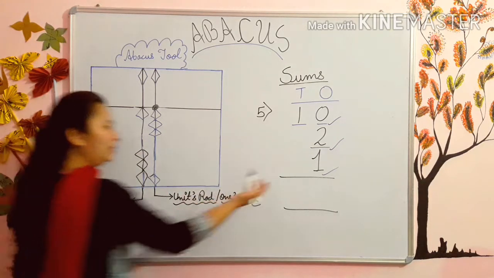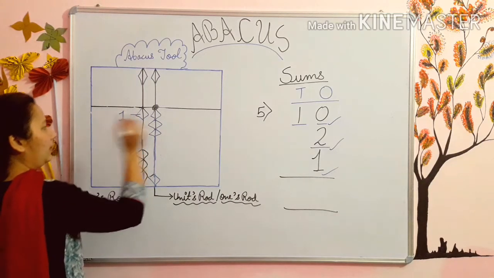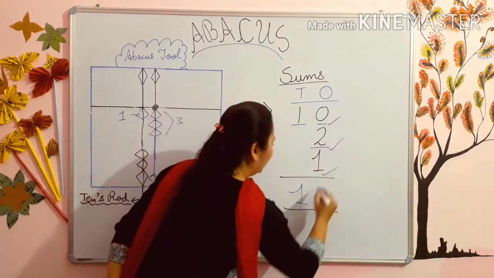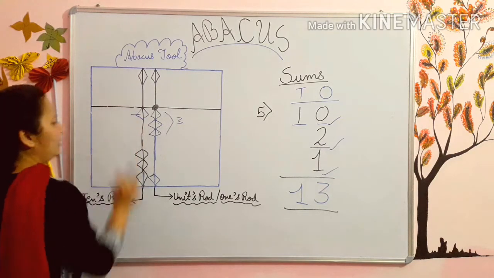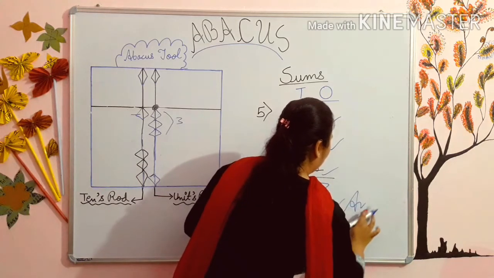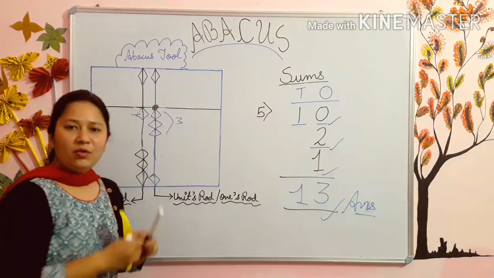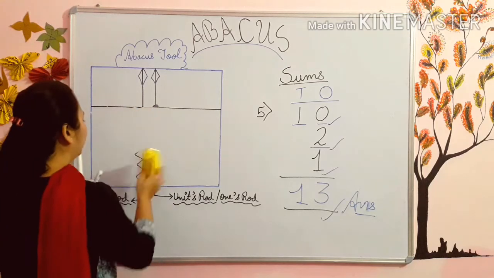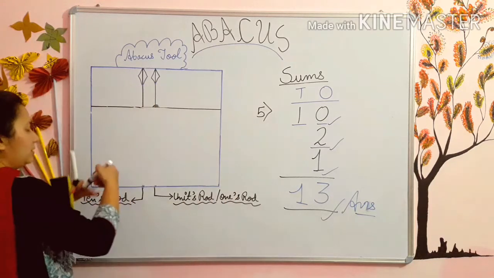Now you are completed. Now answer. See, count this. This is 1 and this is 1, 2, 3. So 1 and 3. The answer is 13. Very nice, kids. And this is your answer. Now we will go for our next sum. Kids, 7 sums we will do today. We have done 5. Now set your abacus.